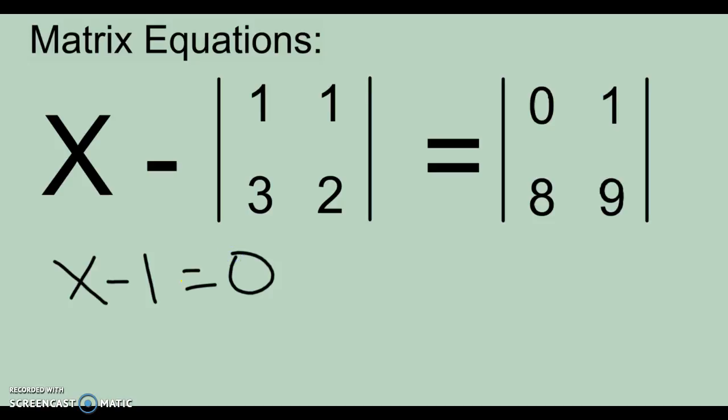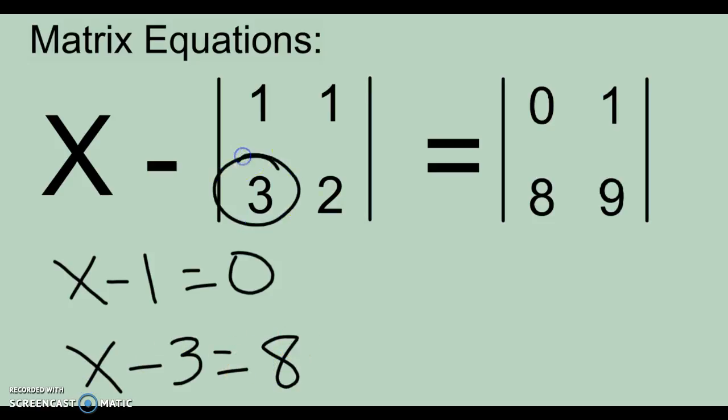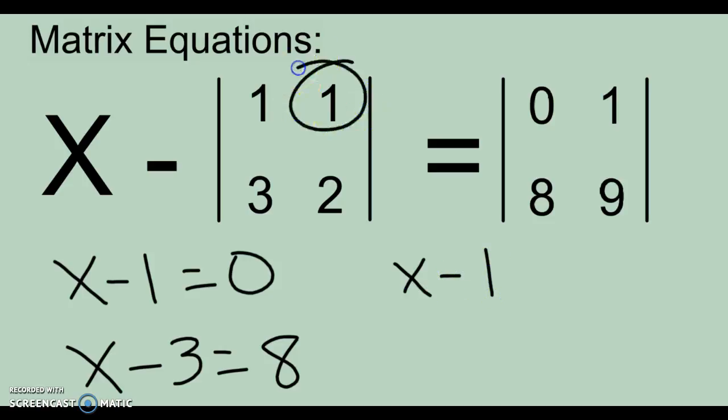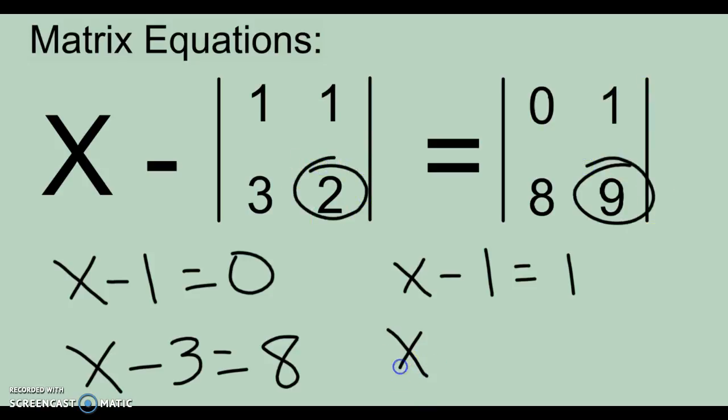So this is basically x minus 1 equals 0. That's your first element. And then your next element would be x minus 3 equals 8. We're just taking this element and that element, putting them together in the same matrix. And then our next element is going to be x minus 1 is equal to 1. And then our very last one is going to be x minus 2 is equal to 9.